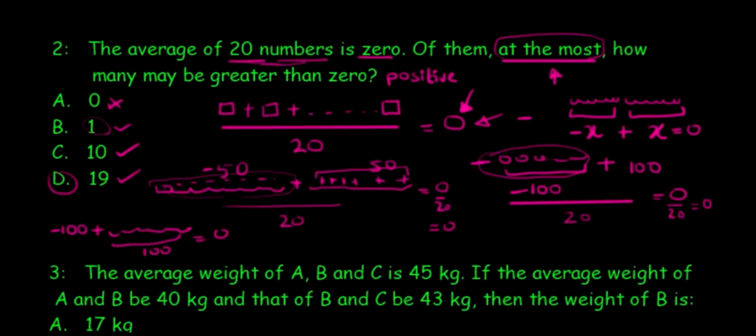Again, I'm getting a 0. So D is my answer. B, C, and D, 1, 10, and 19, all three are possible, but because they said at the most, the maximum number possible, which is why we are going with 19. I hope this concept is clear, because we're just forming the very basic concepts of algebra that can come up.